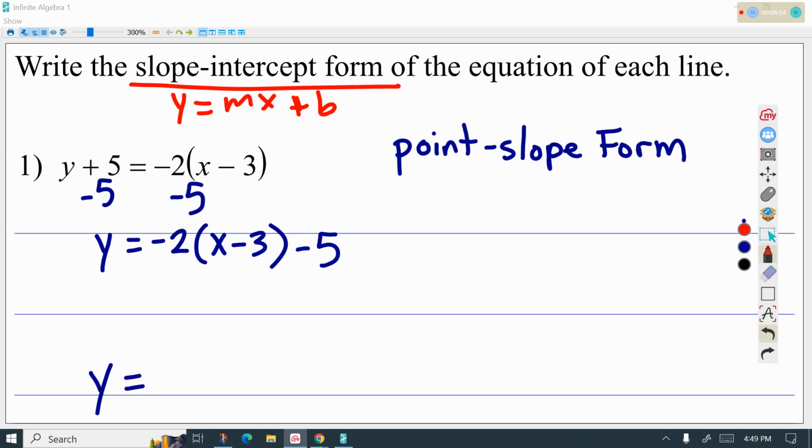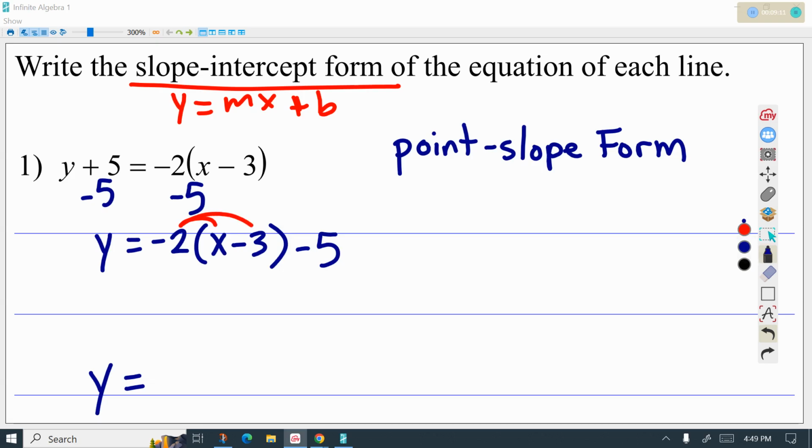So the next step that we get to is called the distributive property. To do the distributive property, we're going to take our number, that's our coefficient, this negative 2, and I have to multiply it not just times x, but I have to also multiply it times negative 3.